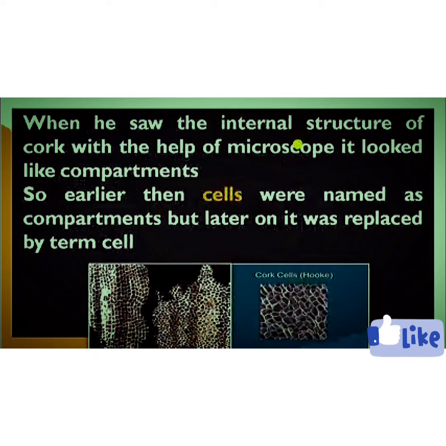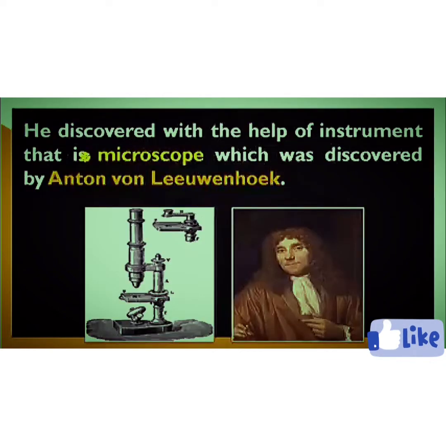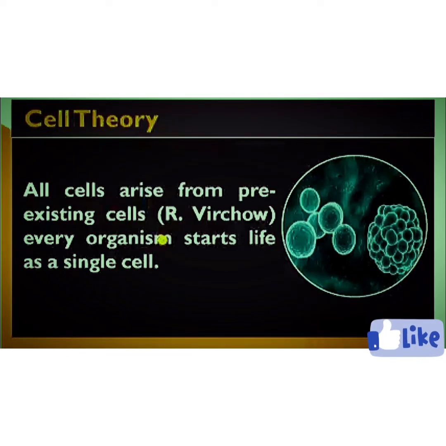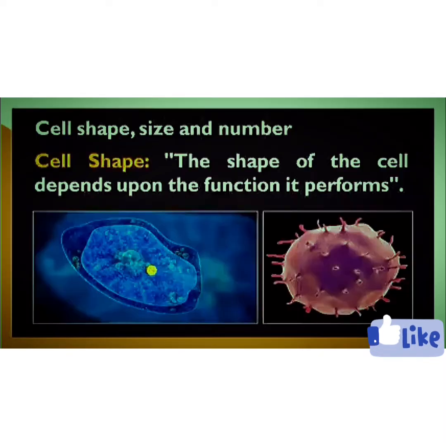He saw cells with a device which was known as the microscope, and it was discovered by Anton von Leeuwenhoek. Cell theory. Cell theory was given by Schleiden and Schwann. According to it, number 1, cell is the structural unit of life. Number 2, cell is the functional unit of life. And Rudolf Virchow added one more thing, that all living beings exist from pre-existing living beings.